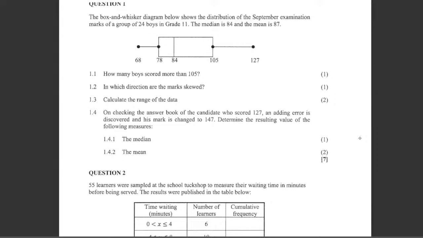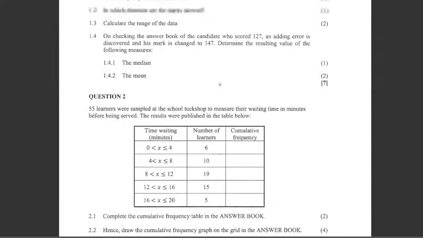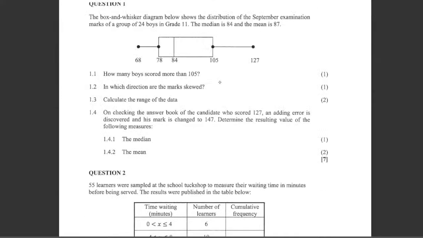Remember, this paper has just a few topics, but the marks are kind of congested. So question 1, question 2 is usually the statistics, né? Round about 25 plus minus marks, né? Not so much. So in this case, we're given a box and whisker that shows the distribution of data for examination marks for 24 boys within the grade 11 class.